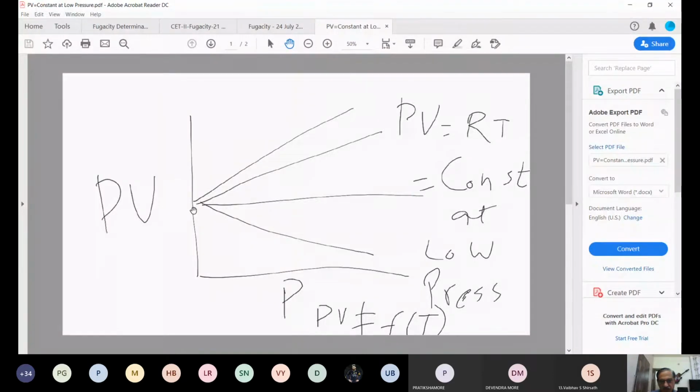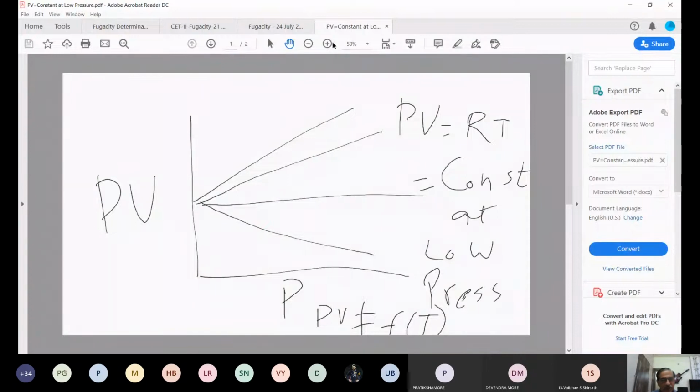It doesn't matter, it doesn't change. Okay? This is a graph we must study in CET 1. If you plot PV versus P, all lines will merge and they converge to one point at very low pressure. So this shows that at very low pressure, this PV is equal to constant, so it is not a function of temperature.